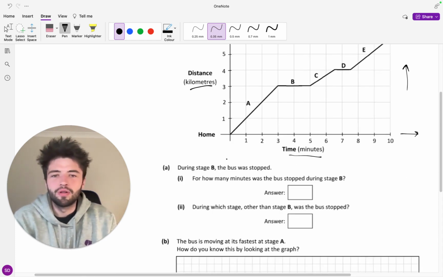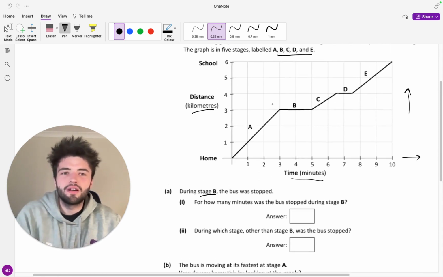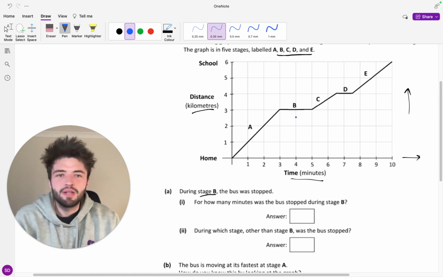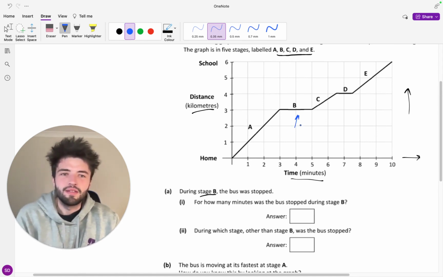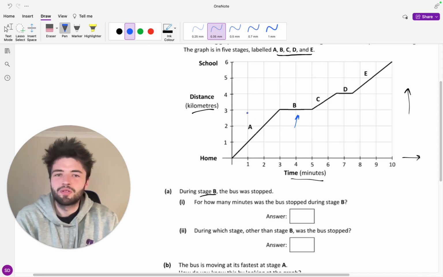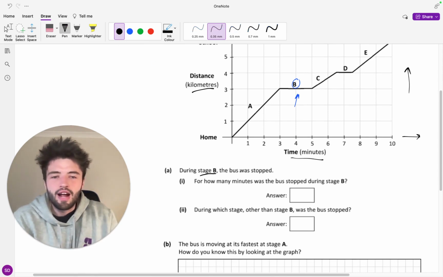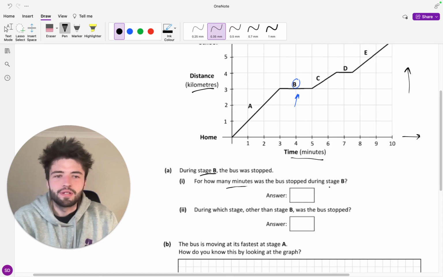And for part A, we're told that during stage B, the bus stopped. If we look at stage B here, we can see that it has a completely flat line. So in other words, time was still obviously progressing, because it's hard to stop time, but distance stopped moving. There was no upward movement here for stage B. And we're asked in part A, part 1, how many minutes was the bus stopped during stage B.